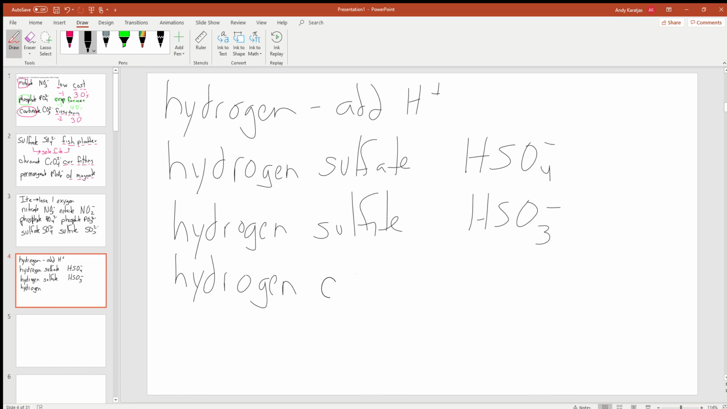We could do hydrogen carbonate. That takes us from CO3 2- to HCO3-. Now this one actually also has another name. You may be familiar with this one as bicarbonate. And so hydrogen carbonate, HCO3-, is what we use as baking soda.